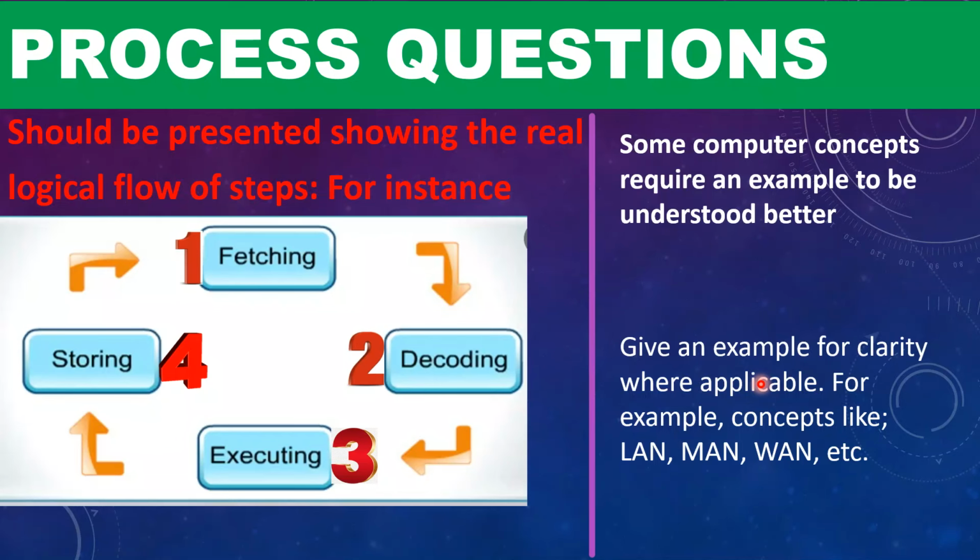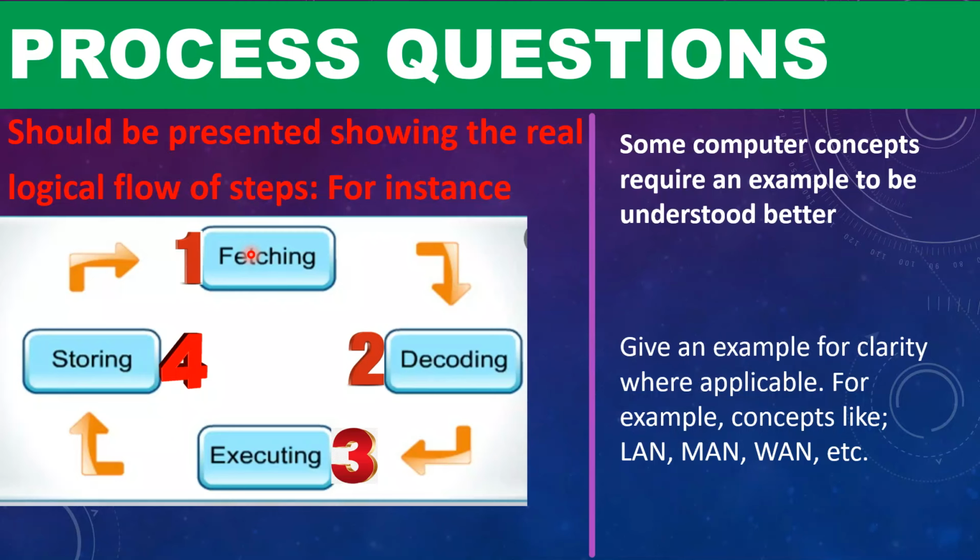They are what we call process questions. When it comes to process questions, these ones should be presented showing the real logical flow of steps. For instance, the machine cycle, which starts with fetching, decoding, executing, and storing. So here we are saying, please present these processes in their logical flow of steps. Information processing cycle, please bring those steps in their logical flow. Because if you bring a step, for example, you bring decoding under executing, we shall cross that one. We can only mark number one, which is in its position, and maybe number four, which is in its position.